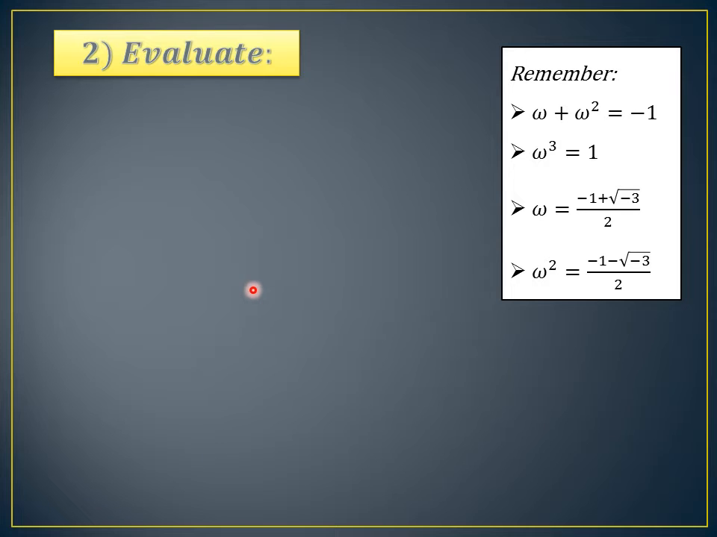Question 2 states evaluate. Before the start of the question, you have to remember these four formulas. We have already used these formulas in the previous question we have done, but remember them: omega plus omega square is equal to minus 1. The value of omega cube is 1. Omega is equal to minus 1 plus under root minus 3 by 2, and omega square is equal to minus 1 minus under root minus 3 by 2.